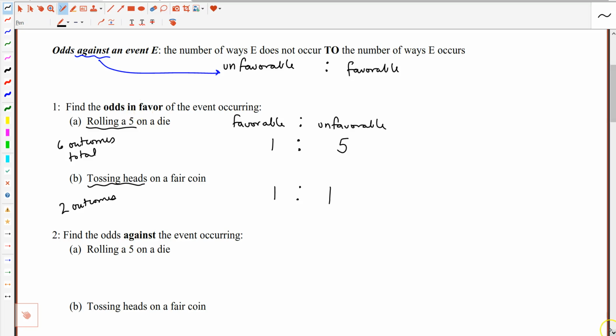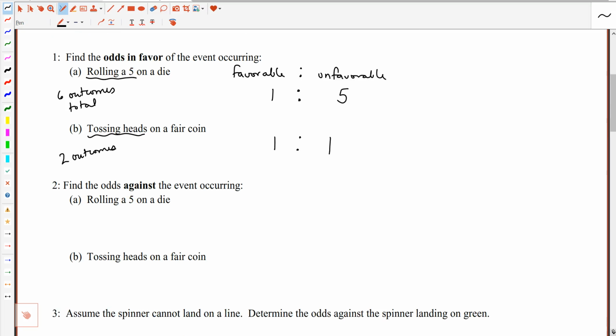Let's take those same situations but do odds against. So what would be the odds against rolling a 5 on a die? Well, if you're doing against, you're going to list the ways that your event does not happen, and then you're going to list the ways your event does happen. So if my event is rolling a 5 on a die, and again there are 6 outcomes, how many ways can this not happen? Well, there are 5 ways it does not happen, and there's one way it can happen. So the odds against getting a 5 when you roll a die would be 5 to 1.